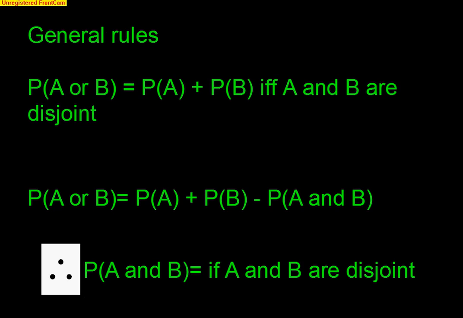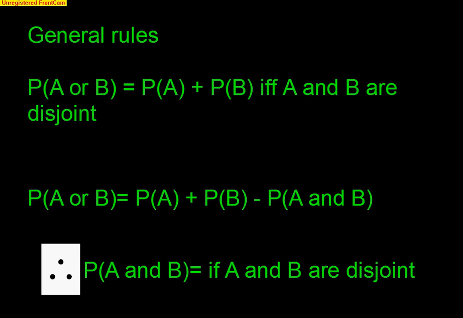More general rules. Last time we did and, this time we're doing or. We know and means multiply, or means add. If we don't, we should write that down real quick. And means multiply, or means add. The top rule is a rule we know: P of A or B is equal to P of A plus P of B if and only if A and B are disjoint. Remember, disjoint means they can't both occur at the same time.